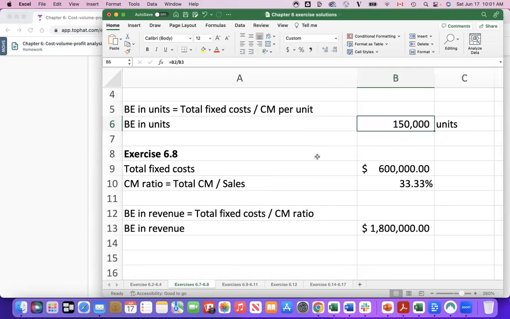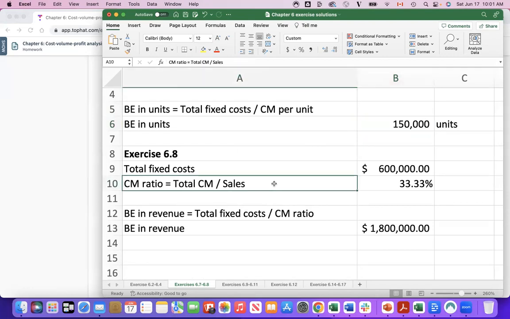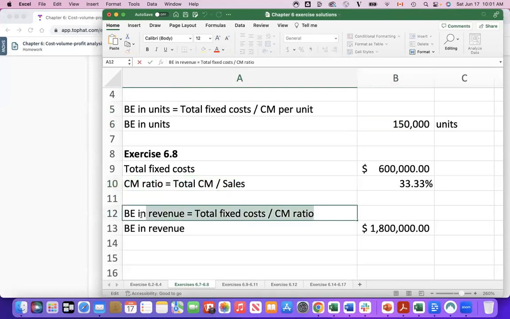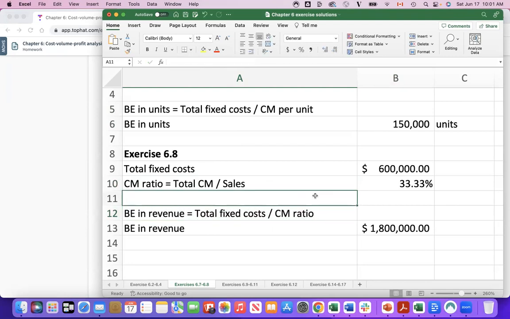Now 6.8 asks us for the amount in revenue. You could do it a couple ways, but it did specify it wants to use the contribution margin approach. So that would be utilizing this formula here, break-even point in revenue. It's total fixed costs, so the numerator is the same as what we calculated before. The denominator is what changes. Instead of dividing by contribution margin per unit, we're going to divide by contribution margin ratio. So we have to calculate contribution margin ratio.